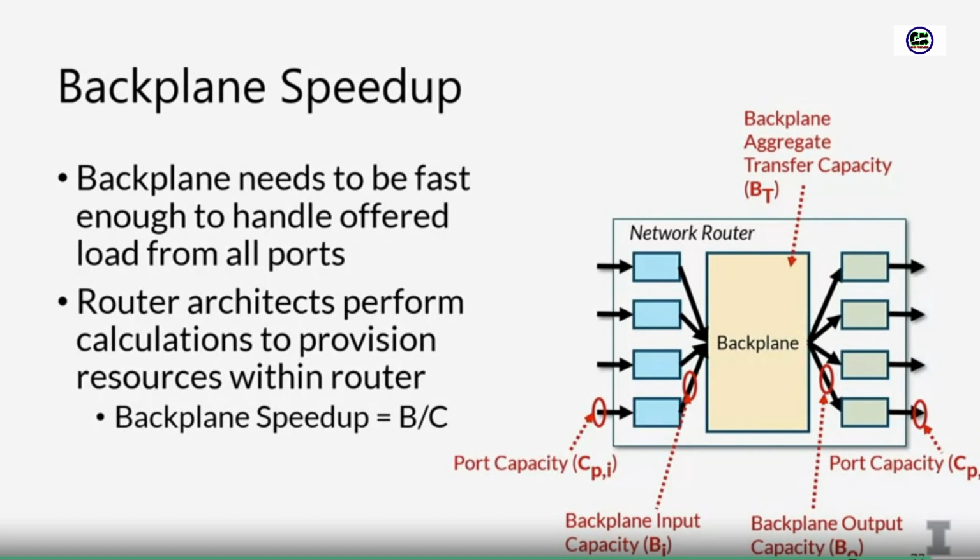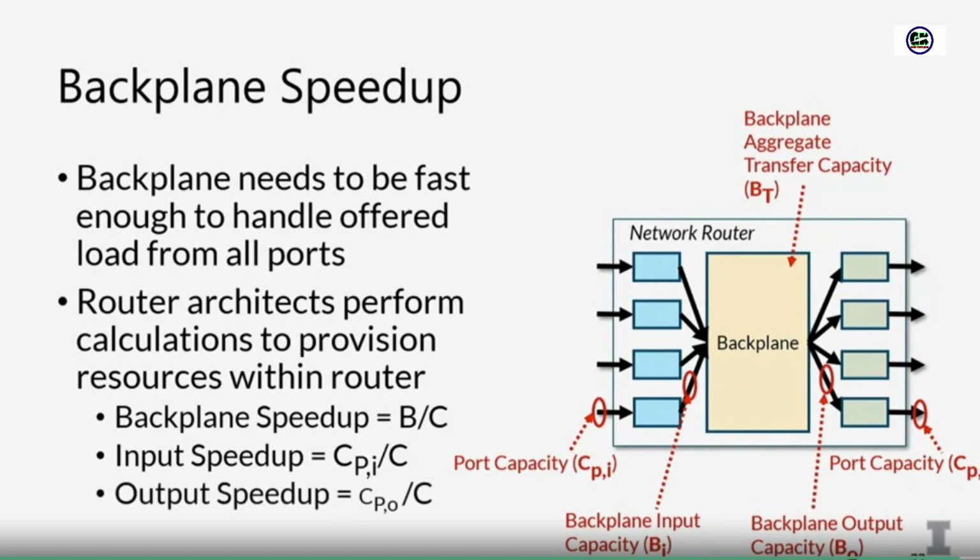So a few numbers that are useful to keep in mind are backplane speedup, which is the ratio of the backplane speed to the input capacity. We can also think about the input speedup, which is the ratio of the port capacity to the capacity to forward traffic onto the backplane. And the output speedup, which is the speed with which we can get packets off of the backplane and out the output port. So when you design a router, you're going to think about all these parameters and determine how to design the router. And as someone who purchases routers, you can look at the data sheet and find out all this information. And this can help you make educated decisions about what kind of routers to deploy in your network.